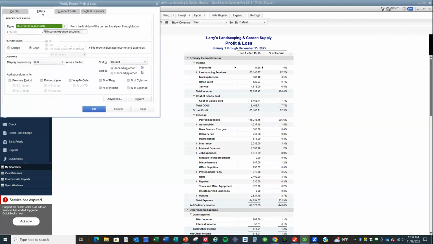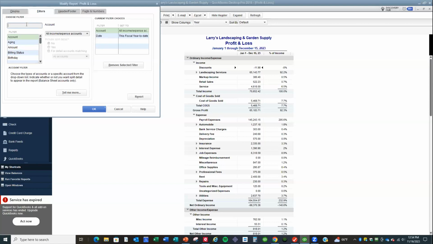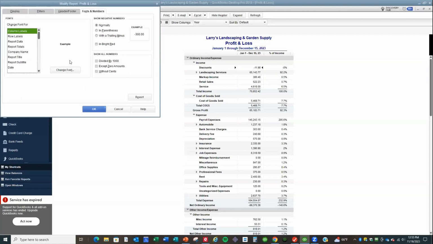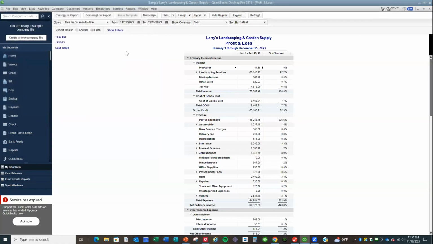You can filter so that the report only shows certain items, and you'd have to look through these filters. You can change the header and footer if you wanted to. You can change the fonts. And that is, I think that's about it, Karen.